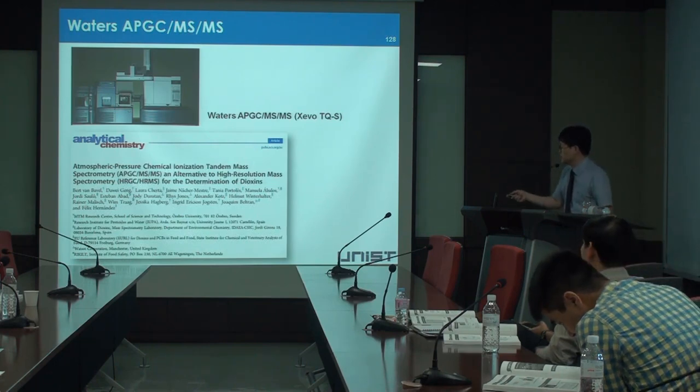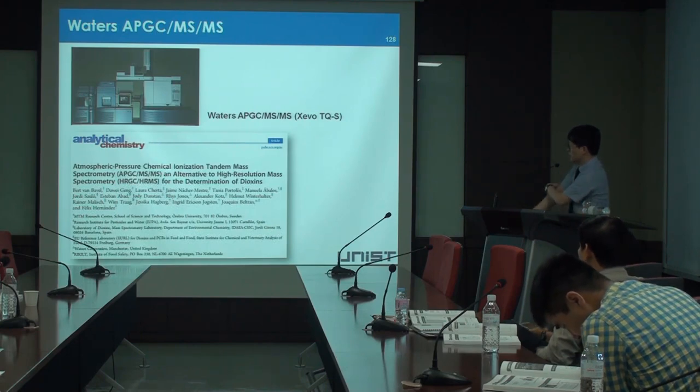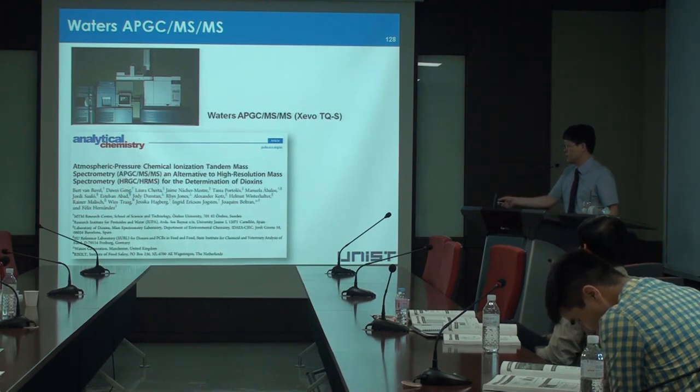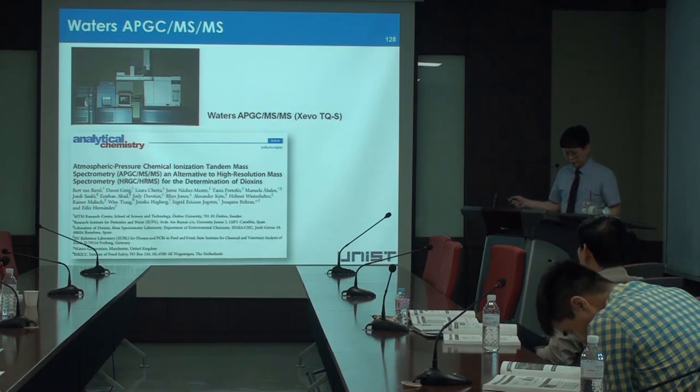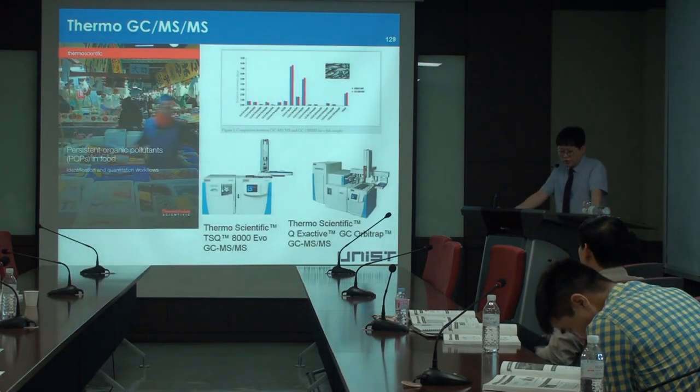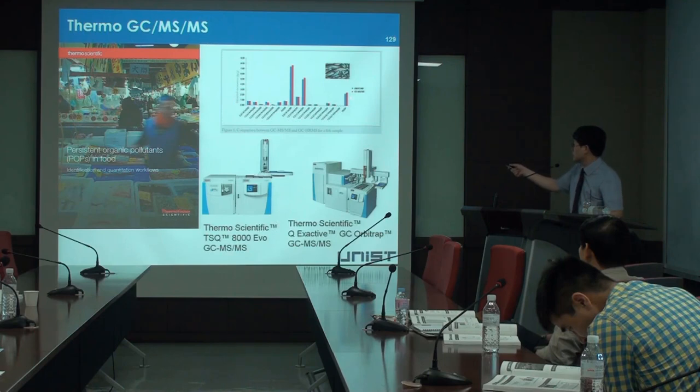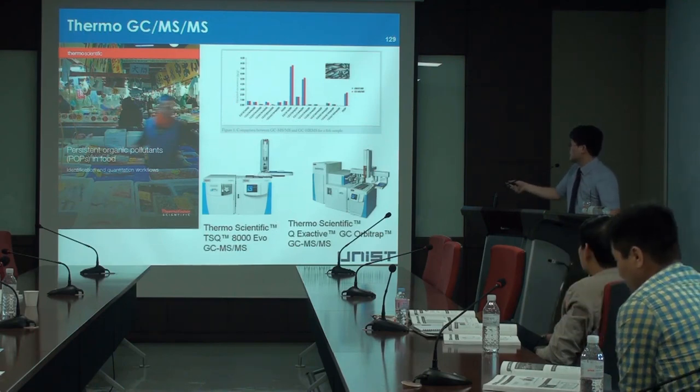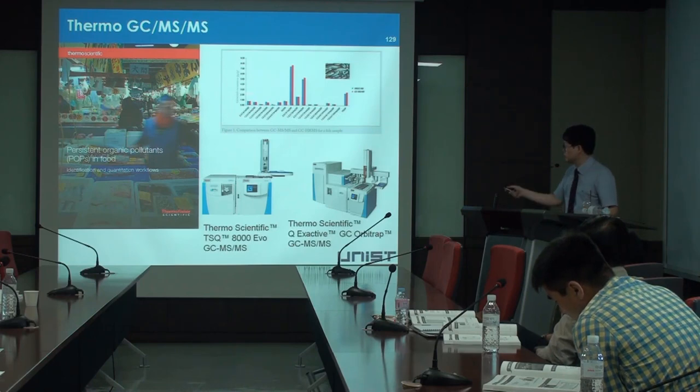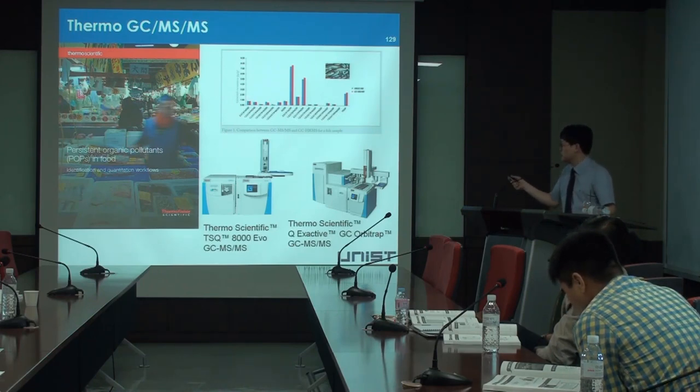So this is the paper, in a very well-known journal, Analytical Chemistry. They also reported that this MS/MS system can be an alternative to HRMS. And this is Thermo's GC-MS/MS. This company also provides GC-MS/MS, and also this Agilent type GC-MS/MS. So they show the comparison between the GC-MS/MS system and the HRMS system. Very similar results were obtained for a fish sample.